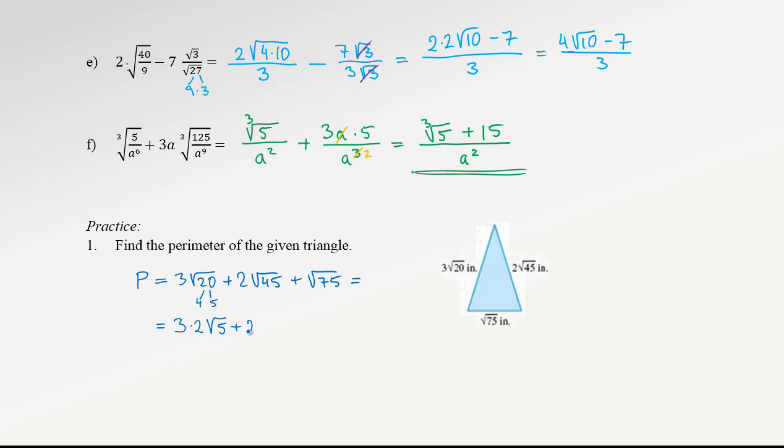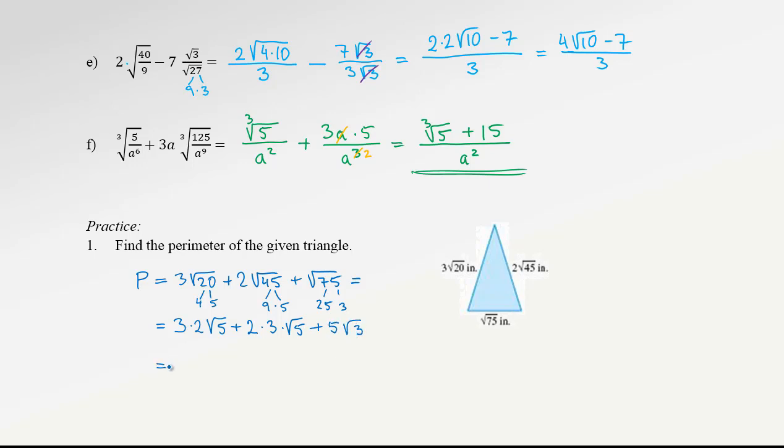Plus 2 times, let's split 45 into perfect square number and something else. 45 is 9 times 5. So root of 9 gives us 3, and then root 5. And finally plus root 75. That splits into 25 times 3. So root 25 contributes to 5, and root 3 stays.